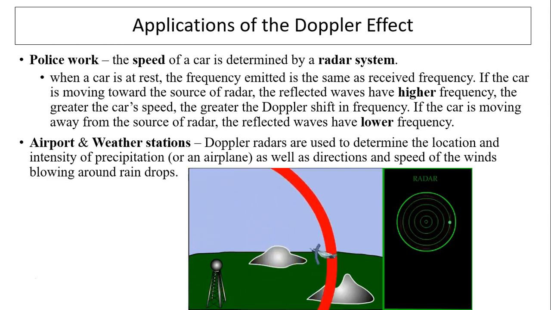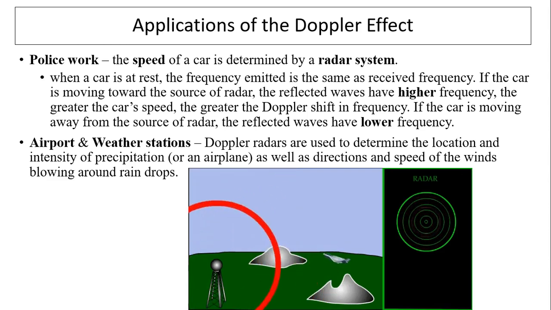Applications of the Doppler effect. First, we are most familiar with how the police catch anybody speeding. What they do is they use a radar gun. When a car is at rest, the frequency emitted is the same as the received frequency. If the car is moving toward the source of the radar, the reflected wave would have a higher frequency. The greater the car speed, the greater the Doppler shift.